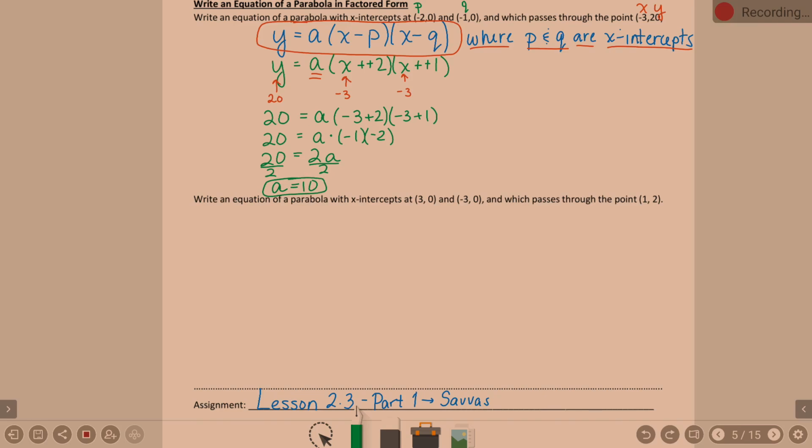We know A is 10, yes? I'm going to take my A is 10, and what form of the equation were we at? We were at right there, yes? We had P and Q filled in. What did we not have filled in yet? A. So I'm going to write my equation as y equals A, which we just came up with, 10, times X minus P, which we had already decided was X plus 2, times X minus Q, which we'd already decided was X plus 1.